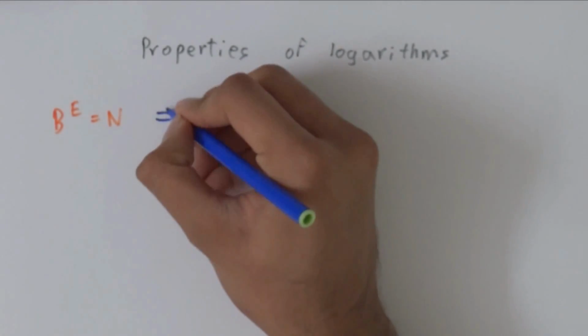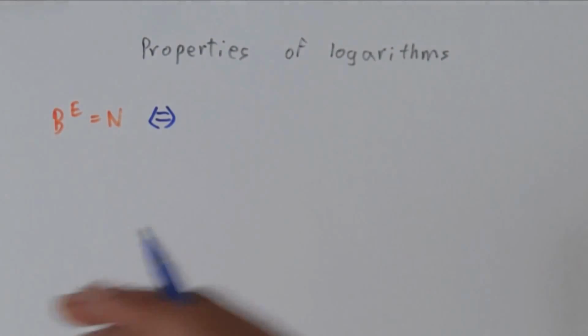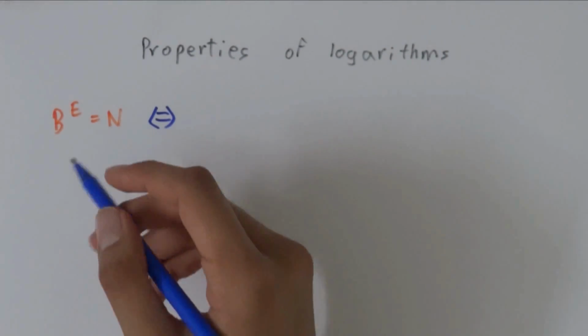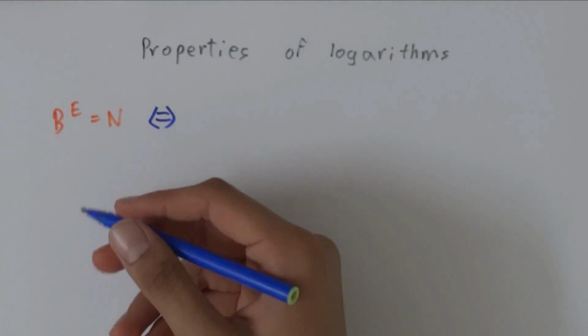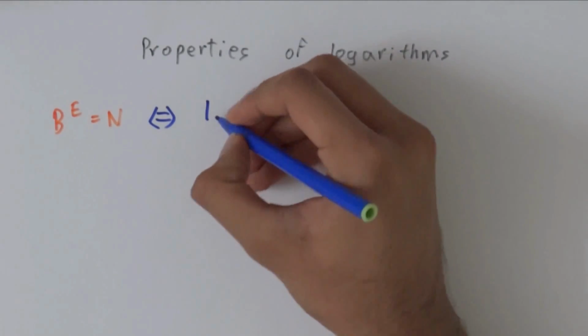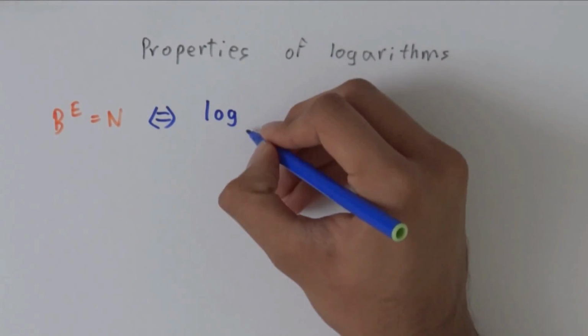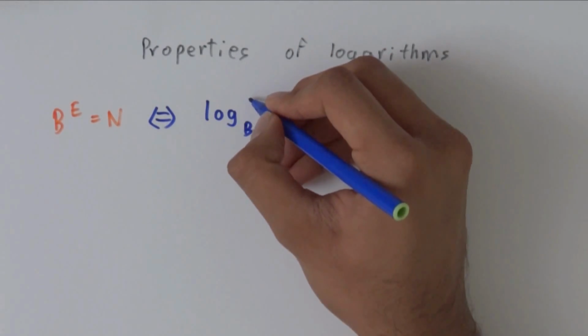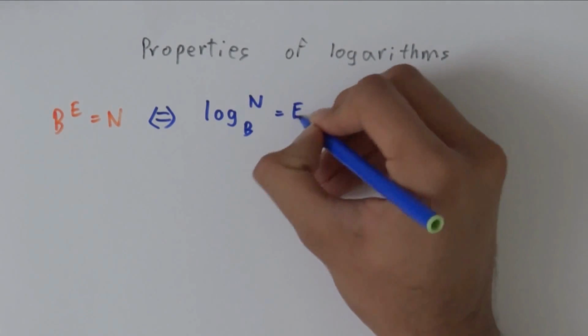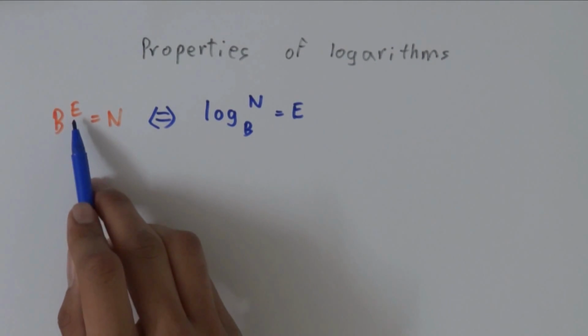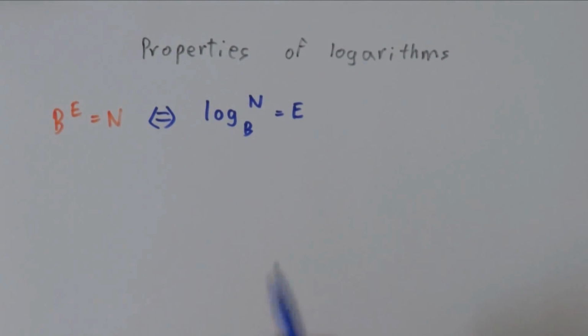If we want to express Ben from exponential form to logarithmic form, we can write it down as log of base b of n is equal to e, where b is the base, e is the exponent, and n is the number.